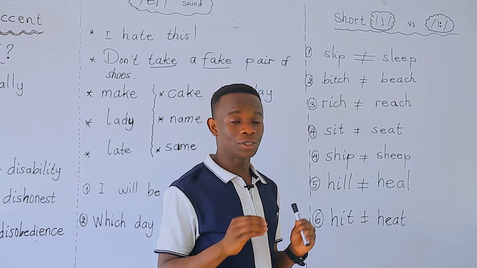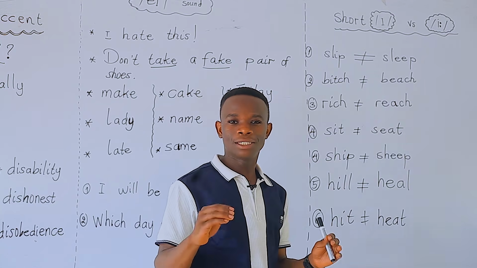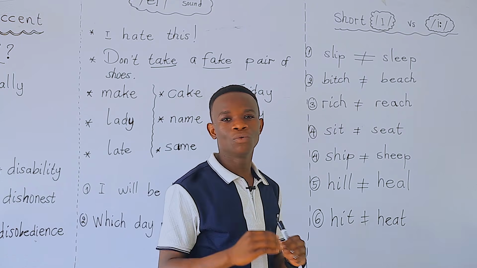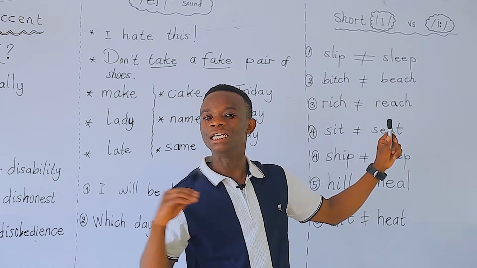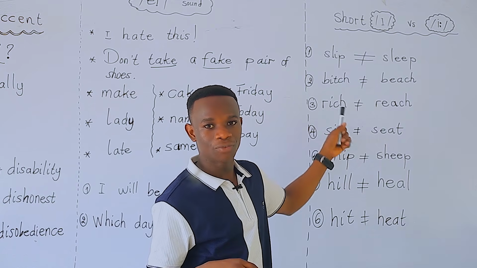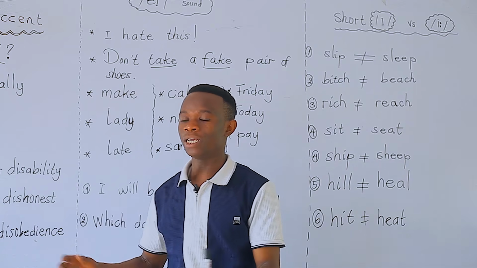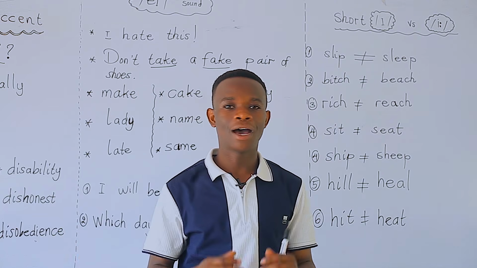And try, if you still struggle with that, you will notice that after realizing it, you will sound very natural and people will respect you for that. Bitch and beach. Rich, you've become rich. You have got a lot of money. You have got a lot of things. You say, I'm rich.